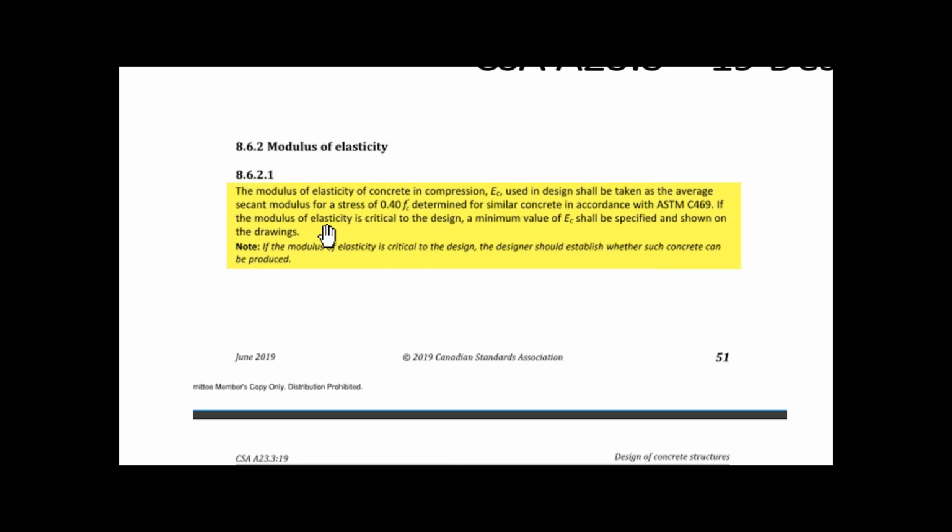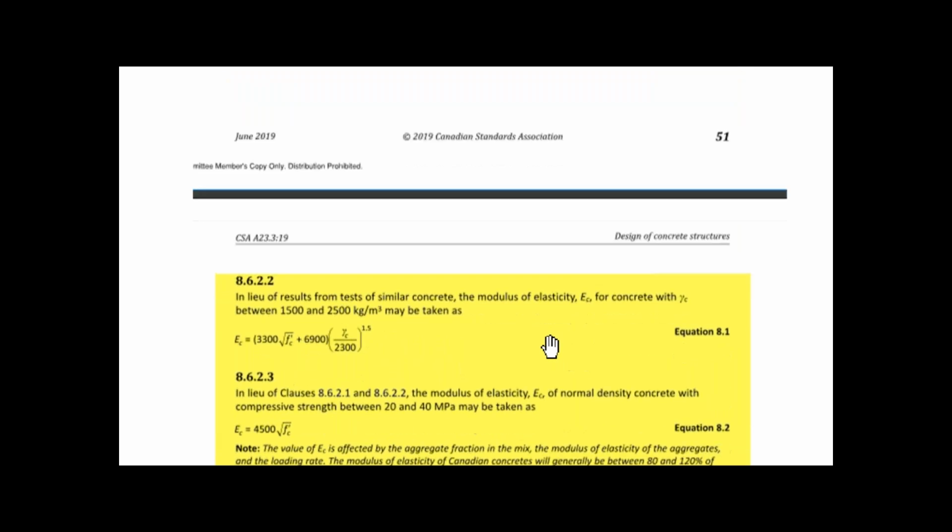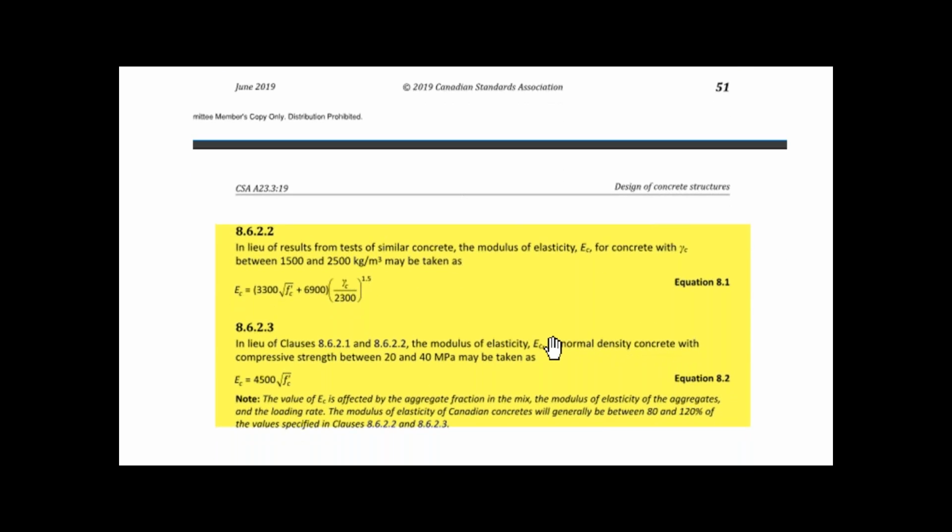And this is where we're getting into the realm of making sure that you actually measure the properties of the modulus of elasticity rather than use some empirical value or some function of f'c to determine it. Okay, and I'll show you why in a moment. The other part to consider is, in lieu of results for tests of similar concrete, they give you a couple of algorithms with which to determine the MOE.